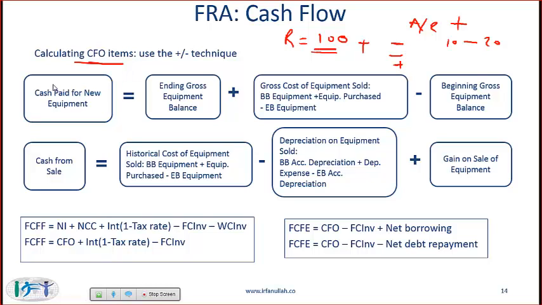And then I think this would be a type 3 or type 4, cash paid for new equipment, cash from sale. Learn these formulas and then apply them in some questions. Also free cash flow to firm and then free cash flow to equity. At level 1, these would be type 3 or type 4, but I would still recommend that you learn them. At level 2, then these become extremely important.